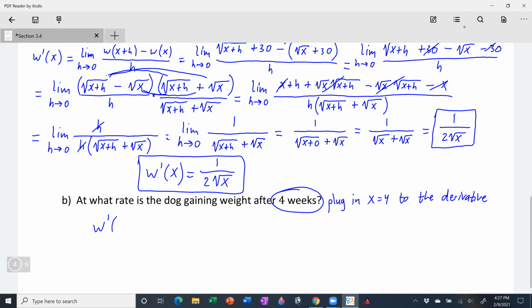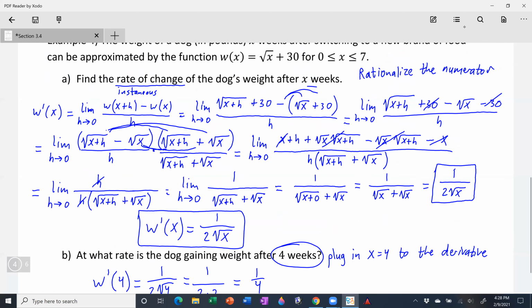W prime of 4 equals 1 over 2 root 4. So yeah, the derivative, remember, it's just a function and you can plug stuff into it. So 1 over 2 times square root 4 is 2. 2 times 2, so we get 1/4. Okay, now what are the units here? Because remember, there's some kind of a rate going on. So 1/4. What does this function represent?